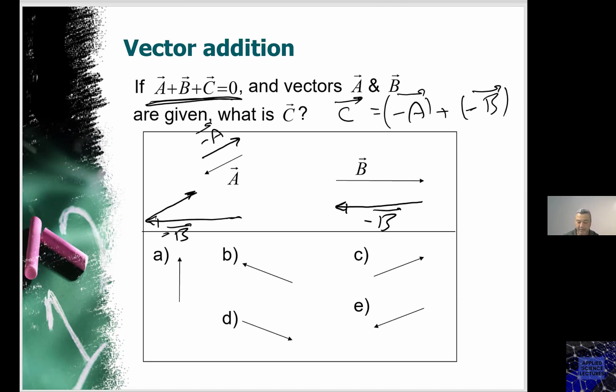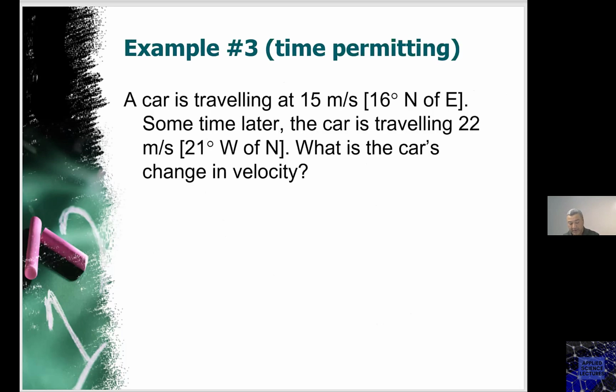E. What about B? B. Make sense? Didn't we say that the total vector starts from the tail of the first one and ends at the tip of the second one? So this one is, let's see. Okay.